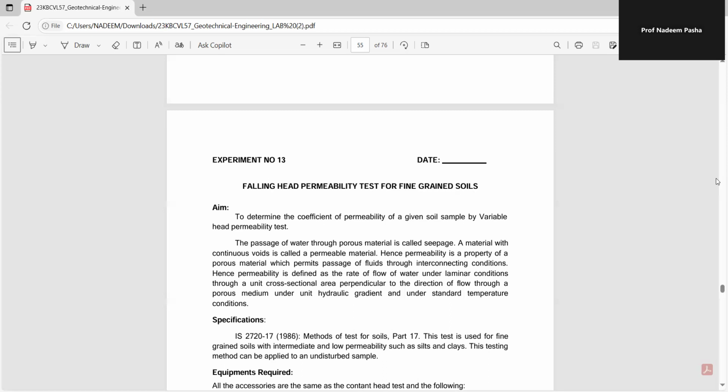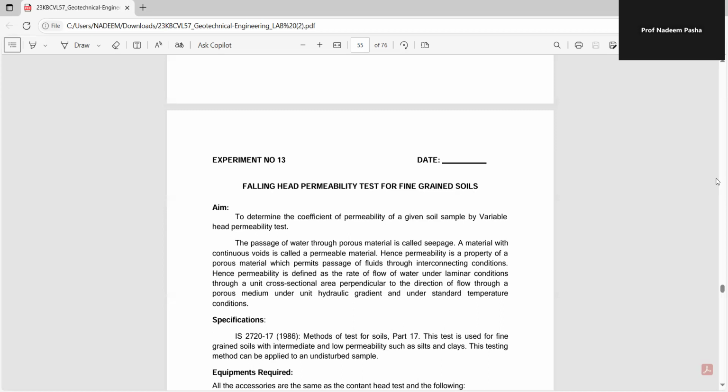A material with continuous voids is called a permeable material. So which type of material do we call permeable? If continuous voids are present in it, then we call the material permeable. Hence, permeability is a property of porous material which permits passage of fluids through interconnecting voids. So, due to the presence of voids, a permeable material allows the water to flow through its interconnected voids. This phenomenon is known as permeability.